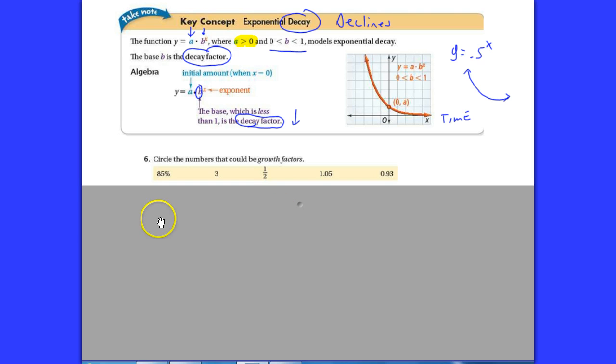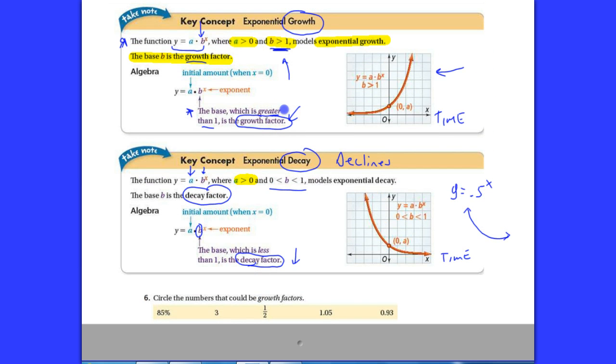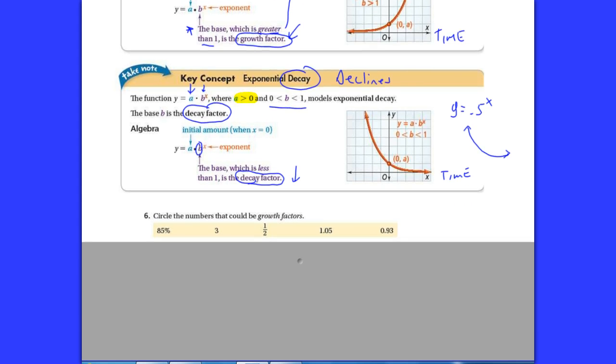Number 6 says, circle numbers that could be growth factors. Well, we learned up here at the top that to have a growth factor, b has to be greater than 1. So the only answers here that we could circle would be values that are greater than 1. Well, that could be a growth factor, and this could be a growth factor. So those are my only two there.